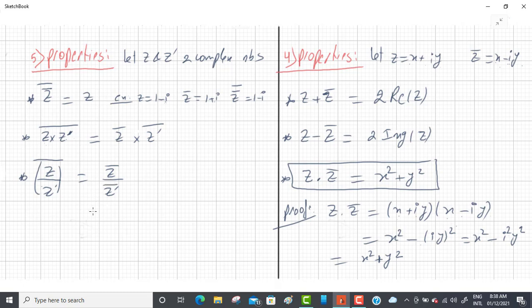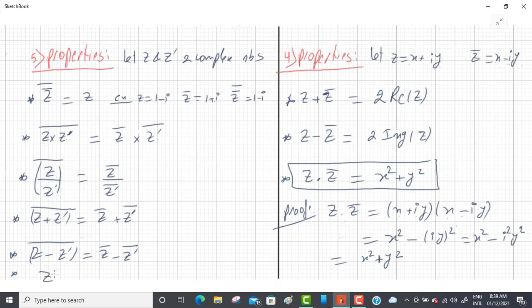So you can always distribute the conjugate. Okay, and also the conjugate of z plus z prime equals the conjugate of z plus the conjugate of z prime. Also the conjugate of z minus z prime equals the conjugate of z minus the conjugate of z prime.